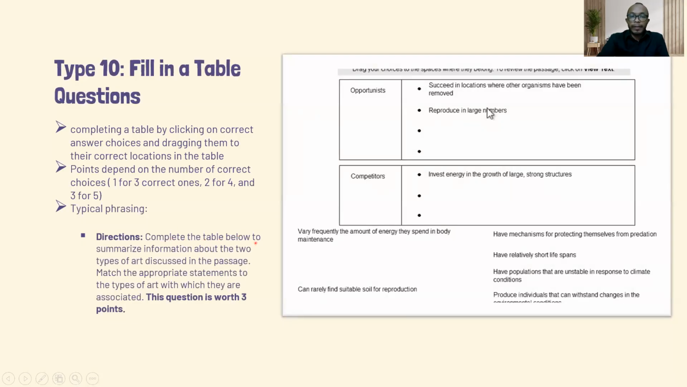And the typical phrasing will be like this: complete the table below to summarize information about the 2 types of art discussed in the passage. Match the appropriate statements to the types of art with which they are associated. And this question is worth 3 points.